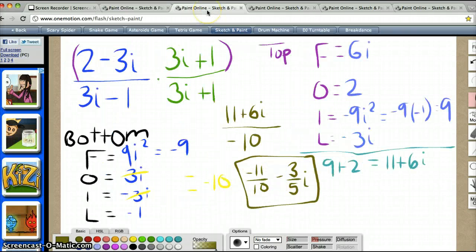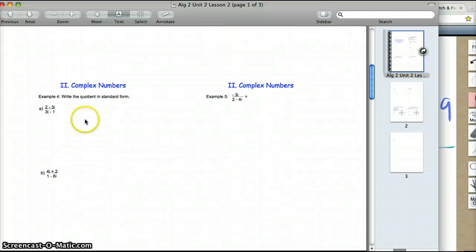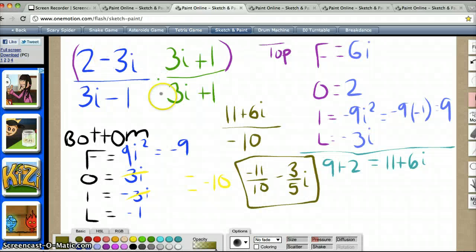All right, let's go ahead and look over here at example 4, and we'll do this A up here. So we've got 2 minus 3I divided by 3I minus 1. Again, we have to multiply by the complex conjugate, which is the opposite of your bottom number, which is 3I plus 1 divided by 3I plus 1. And then we go ahead and just FOIL.